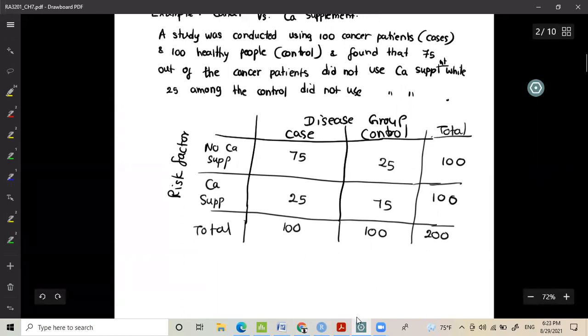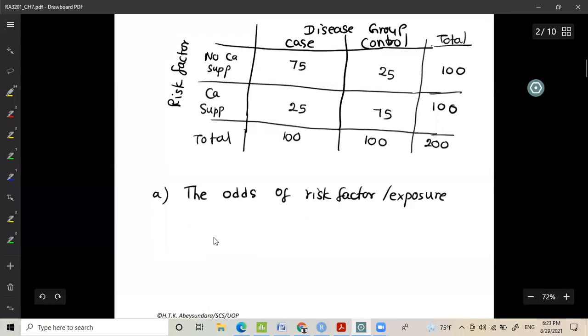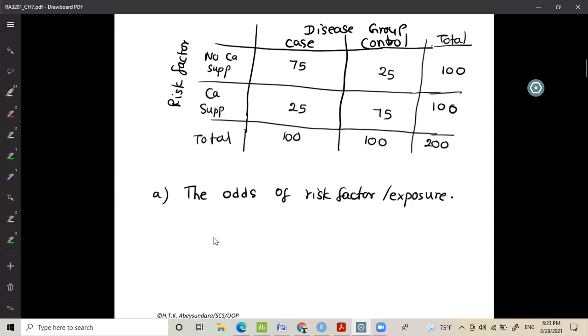Okay. Now, for this table, let's try to find the odds of the exposure, or odds of the risk factor. So the first thing we are going to find is the odds of exposure. So the two levels are the calcium supplement not taking or taking. And for that you have two groups. What are the two groups? The case group and the control group. So let's find what will be the odds of exposure for the case group.